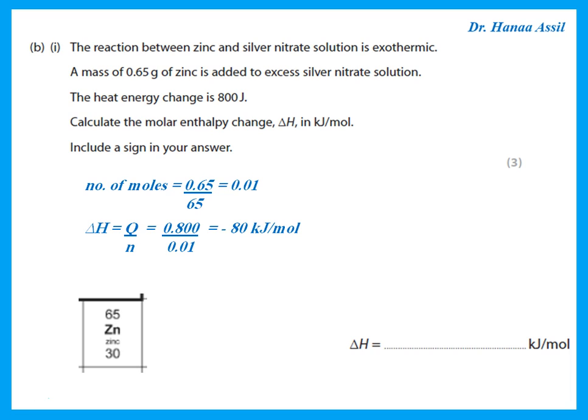Remember that delta H must have a sign. Now, how do we decide on the sign? Why did I write a minus sign? Because the first statement up there says the reaction between zinc and silver nitrate is what? Exothermic. When a reaction is exothermic, that means that delta H is a negative number. So it's minus 80 kilojoules per mole.